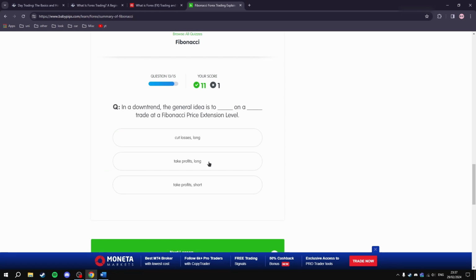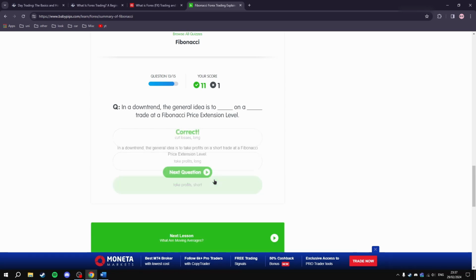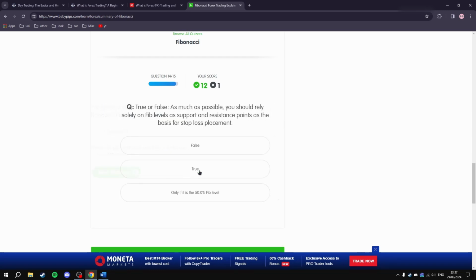In a downtrend, the general idea is to take profits on a short trade at the Fibonacci price extension level. Yep. True or false? As much as possible, you should rely solely on fib levels. Nope, false.